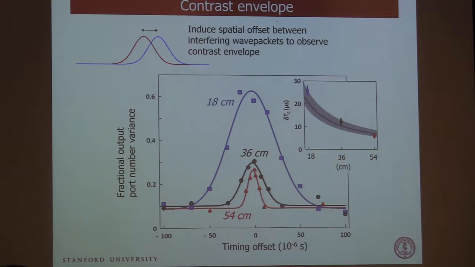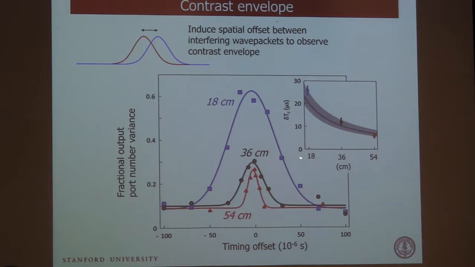Well, that width is directly calculable in terms of the momentum spread of the source, which we can independently measure. That sets the coherence length of the interferometer. And so a simple theory can tell us what that width should be and what we observe. And so that's this inset here.